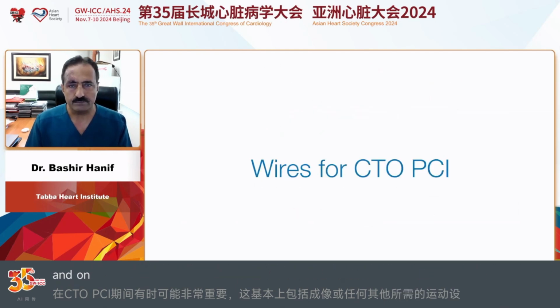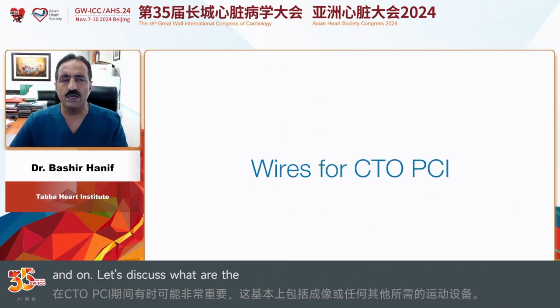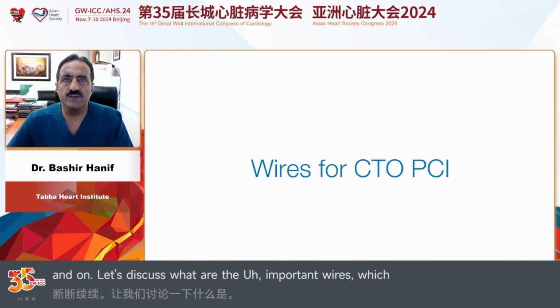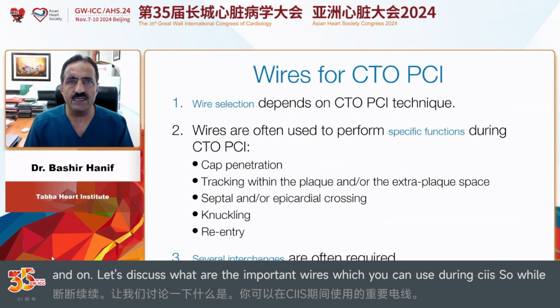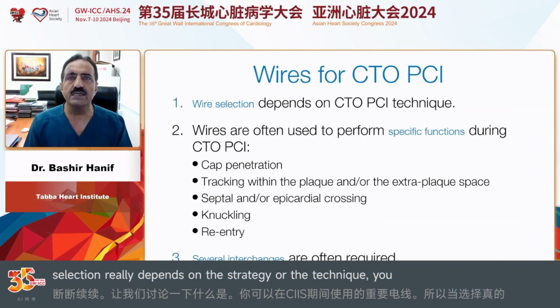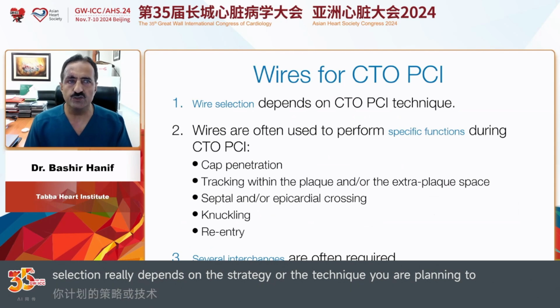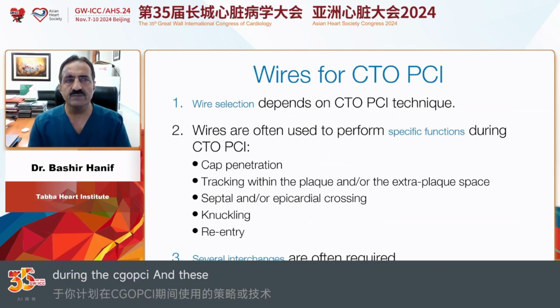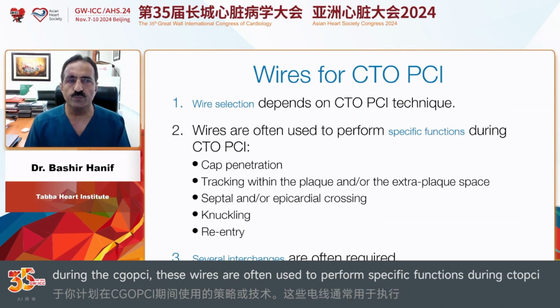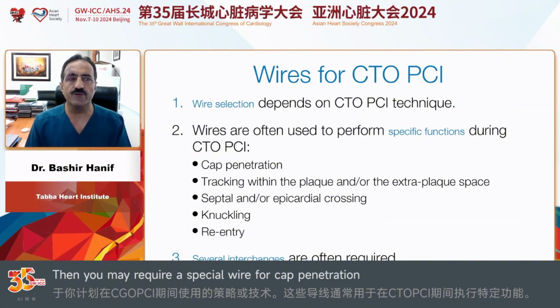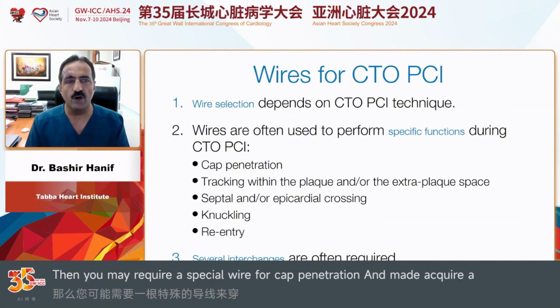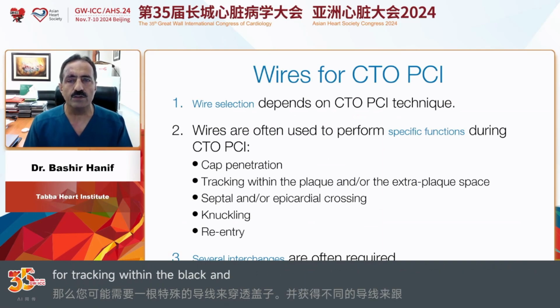These are required off and on during CTO PCI. So let's discuss the important wires you can use during CTO PCI. Wire selection really depends on the strategy or the technique you are planning to use. These wires are often used to perform specific functions. You may require a special wire for cap penetration and a different wire for tracking within the plaque or the extraplaque space.